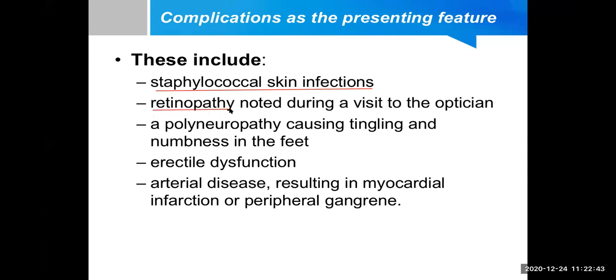Another one is retinopathy. This is diabetic retinopathy, which is noted during a visit to the optician or ophthalmologist. It is one of the long-term complications. Polyneuropathy, or diabetic neuropathy, causes tingling and numbness in the feet, or sometimes motor weakness also. Erectile dysfunction can lead to impotence in males, and this is associated with decreased blood flow to the sexual organ and with atherosclerosis in diabetes. Diabetes mellitus is a very important risk factor for atherosclerosis. Peripheral arterial disease or atherosclerosis occurring in different arteries can result in myocardial infarction, stroke, or even peripheral gangrene.